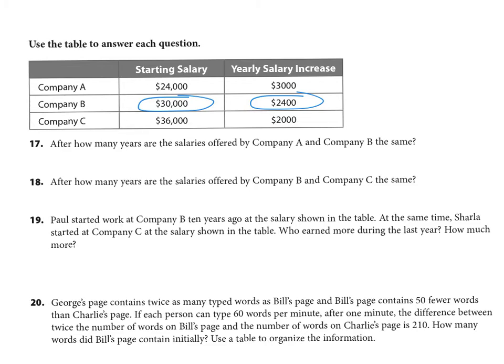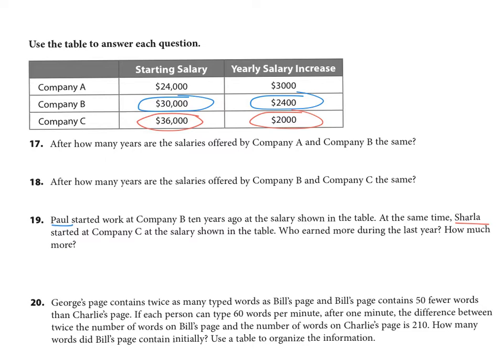At the same time, Shirley started at Company C, or Charlotte, sorry. So I'm using Paul in blue. I'm going to use Charlotte in red. Company C. So she started out more, but her yearly increase is a little less. Who earned more during the last year? How much more? Okay, so how do we figure this out?